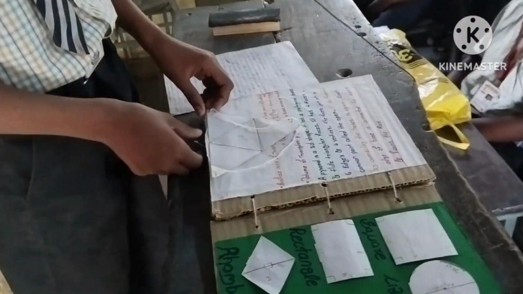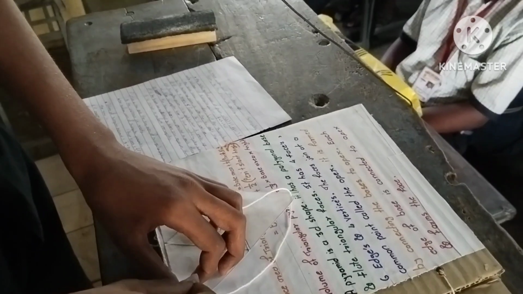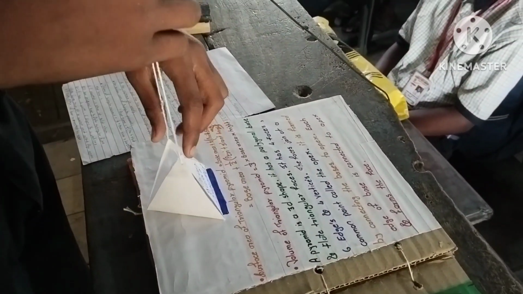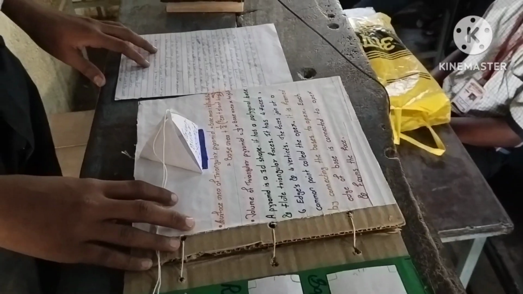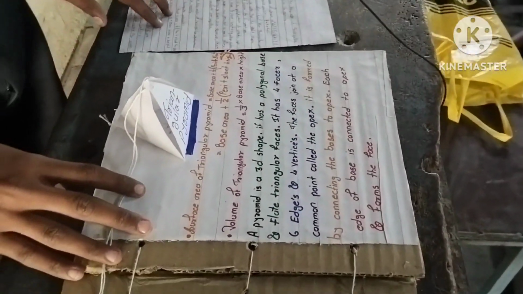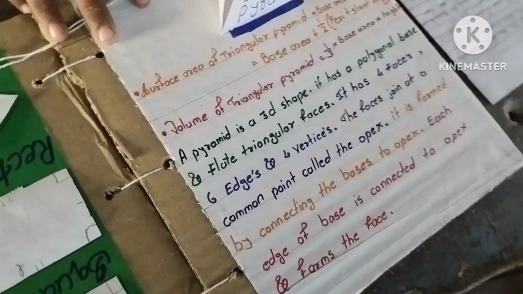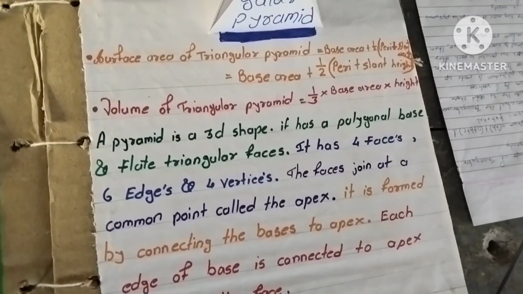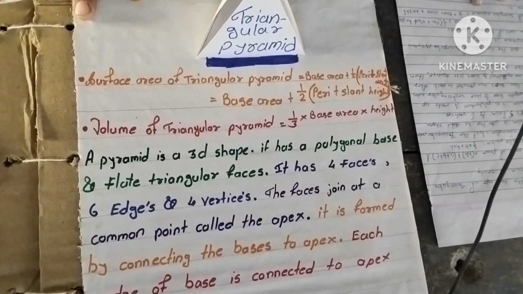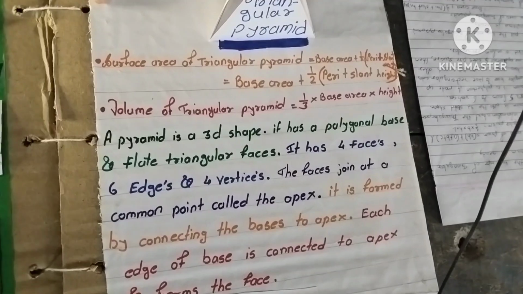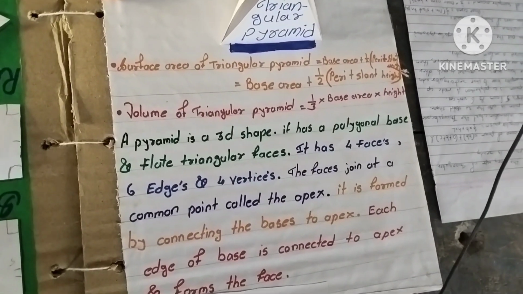Then this is a triangular pyramid. I have pulled the rope of the triangular pyramid and the triangular pyramid is made up perfectly. The surface area of triangular pyramid is equal to base area plus 1 upon 2 in bracket perimeter plus length height. Volume of the triangular pyramid is equal to 1 upon 3 multiply base area multiply height.